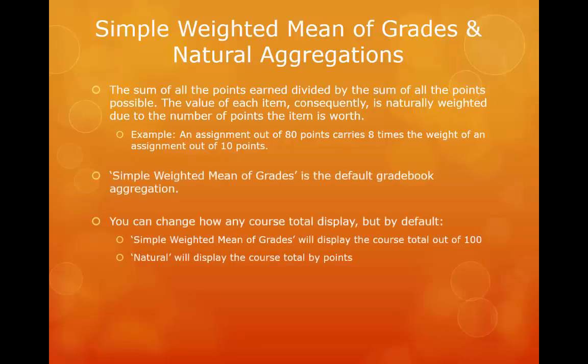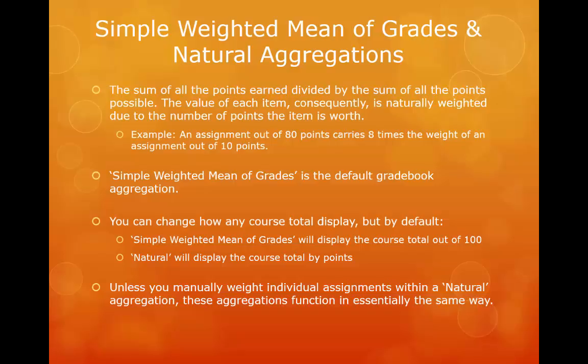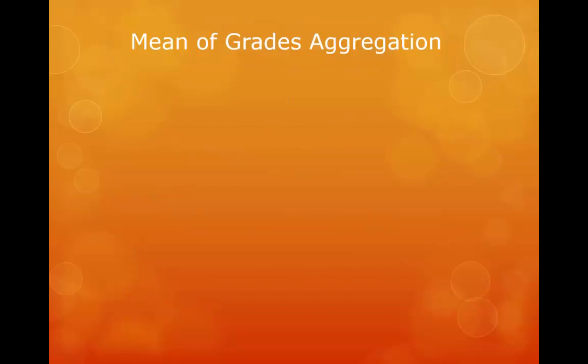You can change how any course total displays, but by default, simple weighted mean of grades will display the course total out of 100, and natural will display the course total by points. Unless you manually weight individual assignments within a natural aggregation, these aggregations function in essentially the same way.